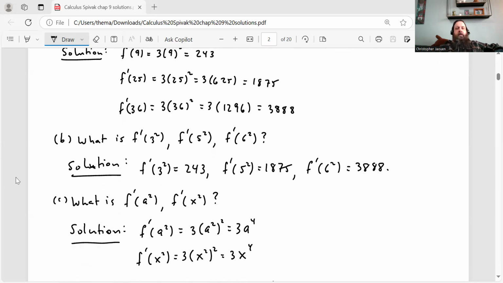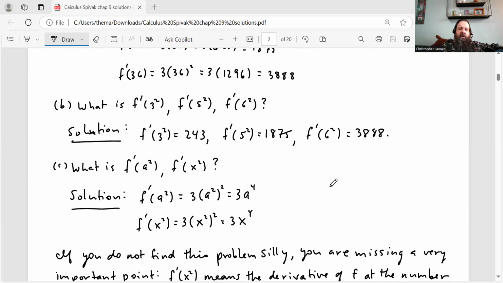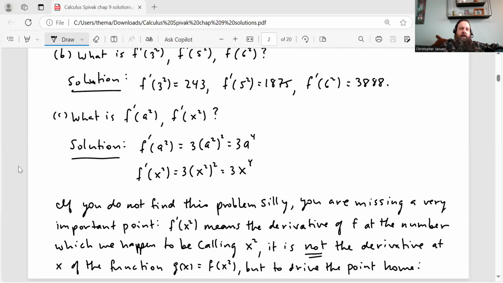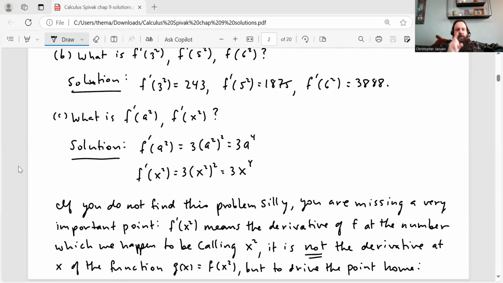In part B, he asks what is f prime of 3 squared, f prime of 5 squared, f prime of 6 squared, and of course, these values are the same. And then finally, well, not finally, there's one more part after part C, but he asks what is f prime of a squared and what is f prime of x squared? And f prime of a squared is 3a to the 4. F prime of x squared is 3x to the 4.